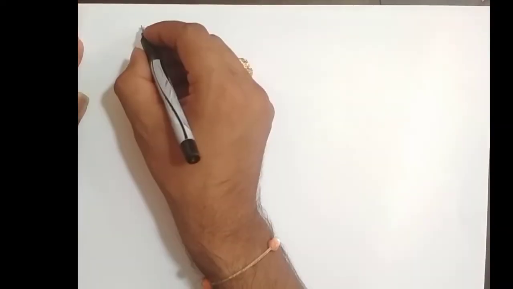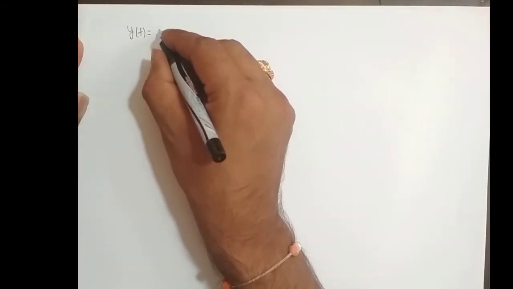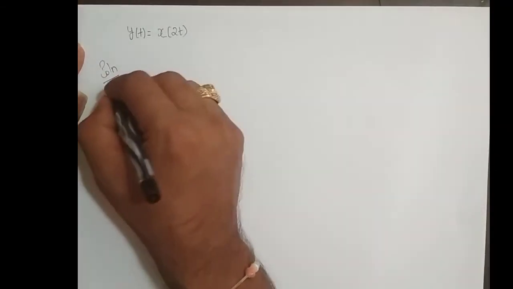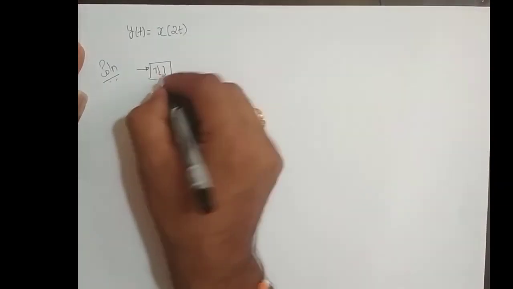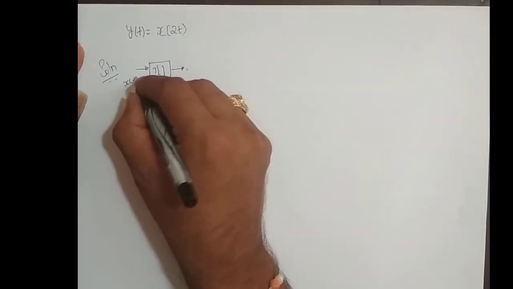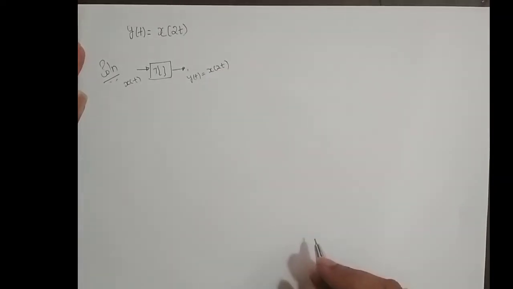We'll take up one more. So y(t) is equal to x(2t). So this is our system. Solution. I have a system which does the transformation; I am feeding x(t) and I get y(t). And what is y(t)? y(t) is x(2t).